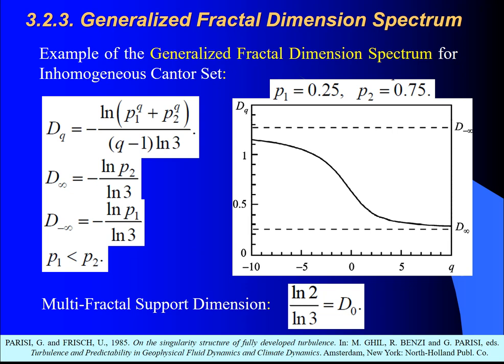It is important to point out that for multifractals, which have many values of these generalized fractal dimensions, as you can see on this plot, there is a so-called multifractal support. The multifractal support for the inhomogeneous Cantor set, for example, is the homogeneous Cantor set. And the Hausdorff-Besicovitch dimension of this set, given by this relation, is namely the dimension of the multifractal support. The multifractal support of a multifractal is the base on which this multifractal is constructed.